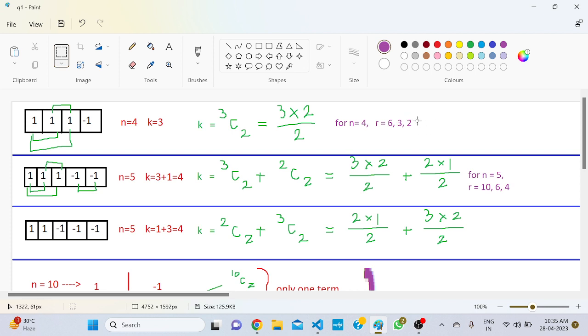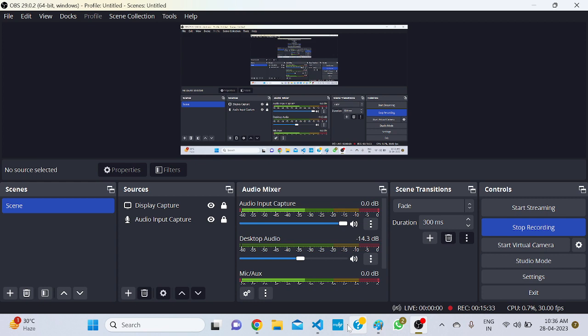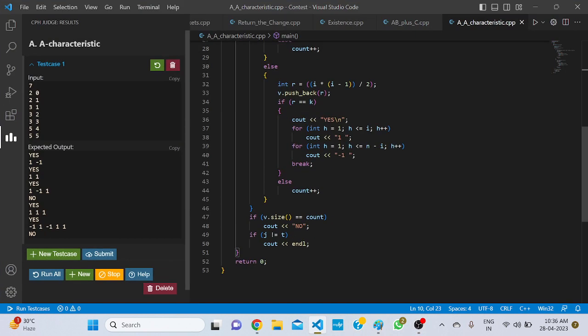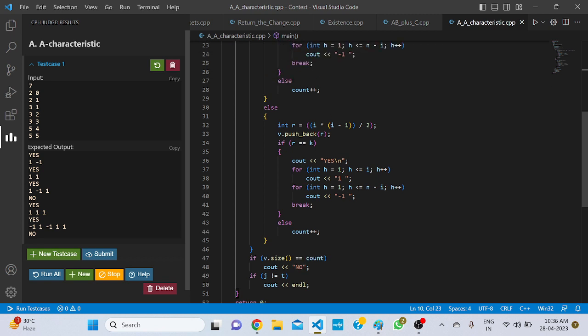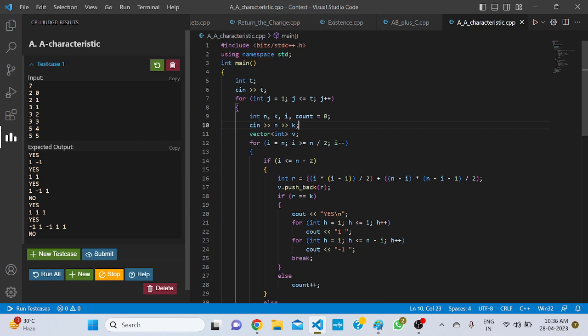So if our k is any of these, we will print yes. And if our k is none of these three, then we will go to the else part and count it. So suppose our k is equal to 5: it will check the first time, the second time, and the third time. So our count is equal to 3 and the size of this vector is also 3. So if our vector size is equal to count, then we will print no. So this is the final solution of this question.